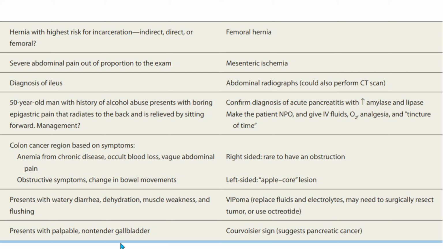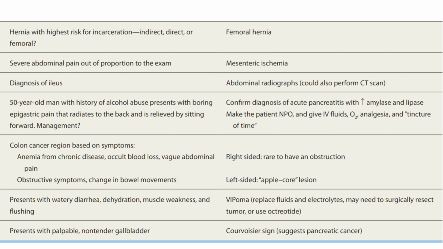If you have obstructive symptoms and change in bowel movement, you're going to have a left-sided colon cancer. Left-sided colon cancer is described as an apple core lesion. Apple core lesion, left side, obstructive symptoms, change in bowel movement: colon cancer.